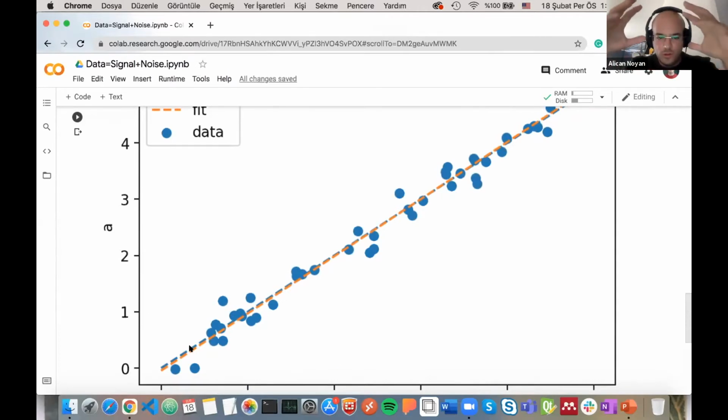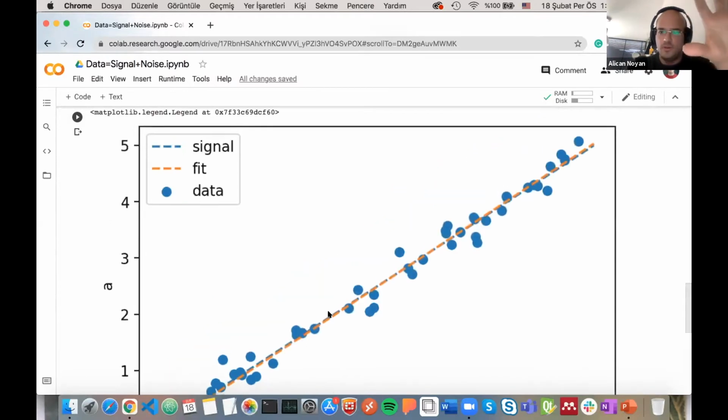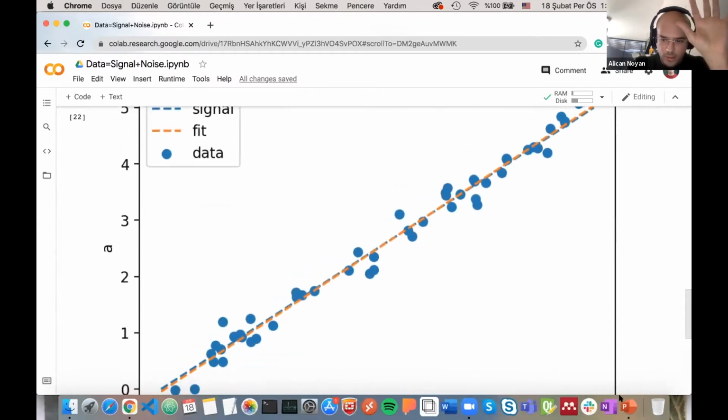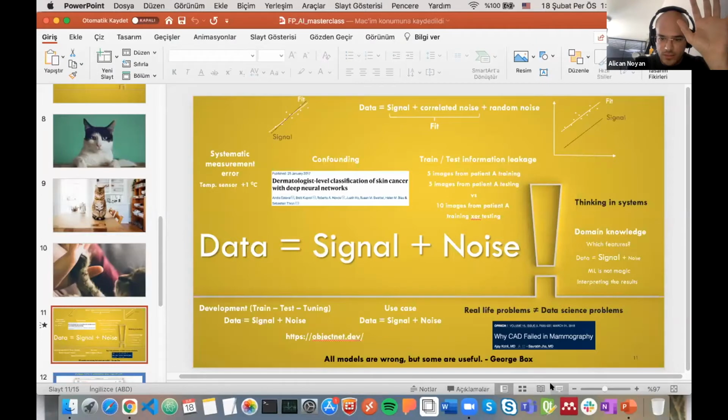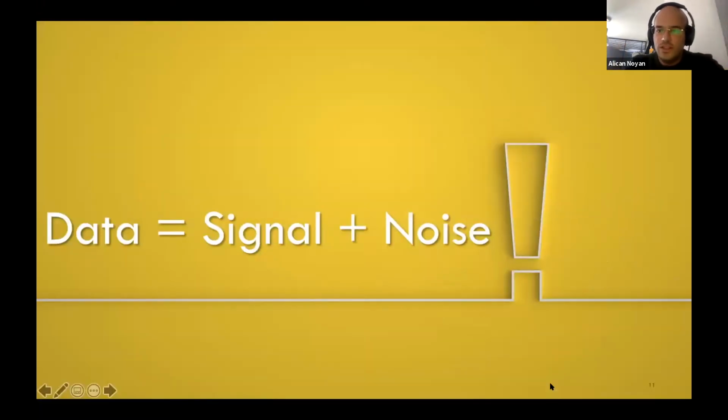So this shows you the following. In machine learning projects, we have a data set, and our aim when we fit a model to a data set is to find the signal. I want you to understand this from this example. Okay, let me move on to the presentation and discuss this equation a bit more. So why is understanding that data is equal to signal plus noise important?